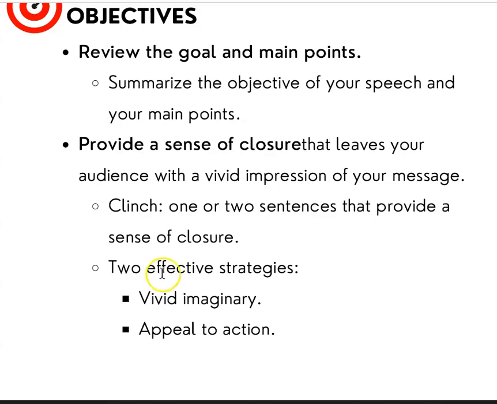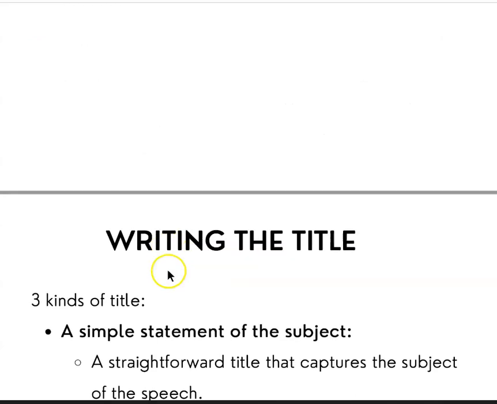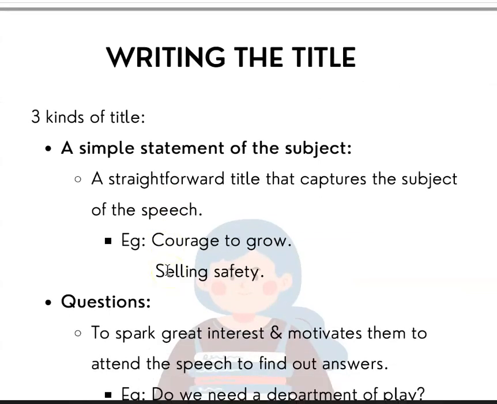Now, I'm going to give you something extra, which is the title. How do we write a good title? There are three ways of writing a title. The first is a simple statement, which is a very straightforward sentence that really reflects what you're going to talk about. If you want to talk about safety, then you talk about selling safety, for example. Or if you want to talk about courage, then courage to grow. So something very simple and direct, and your audience would know this is about courage. Developing self-confidence would be about confidence. It's very direct, and your audience would know what the topic is about.